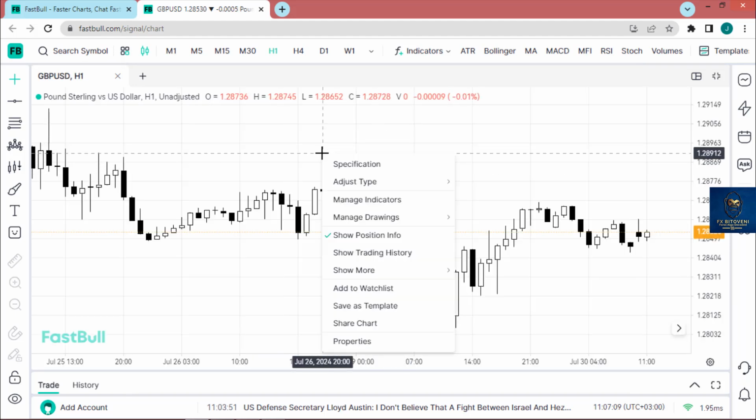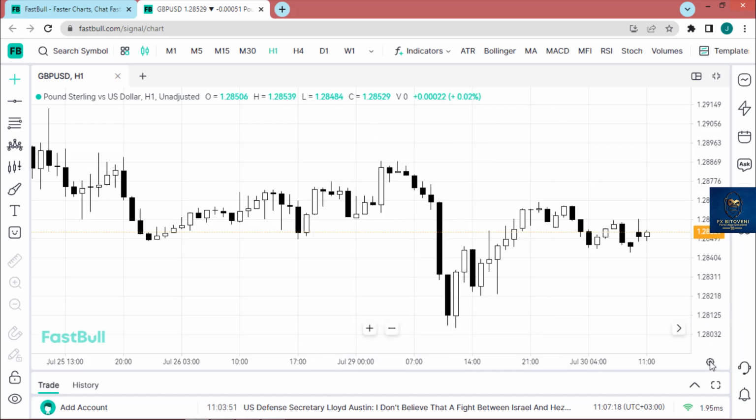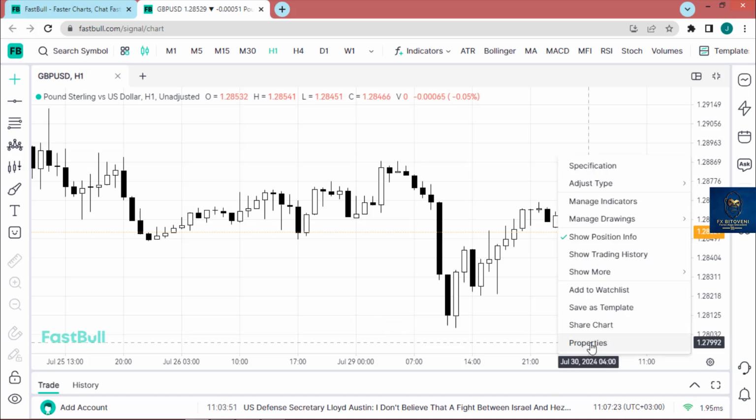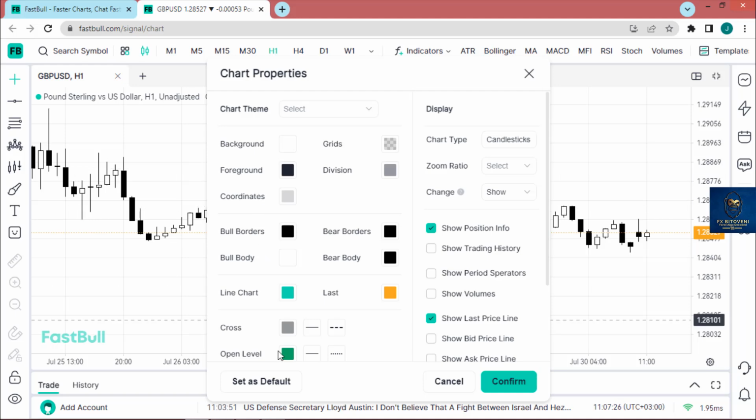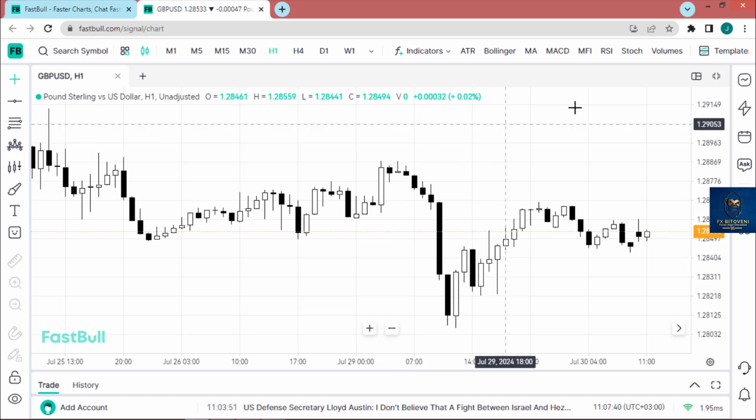If you want to change the color, right click here on the screen, then click on properties, or you can click on this settings button and go to properties, and here you can change your layout. If you want to use multi time frame analysis, of course you will need multiple charts on your window. So you simply click on this button.